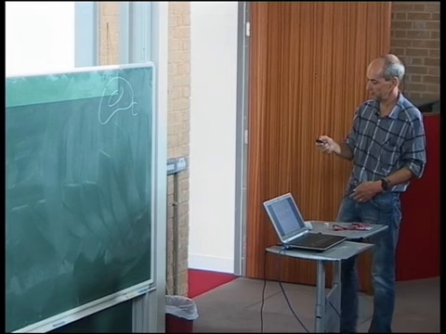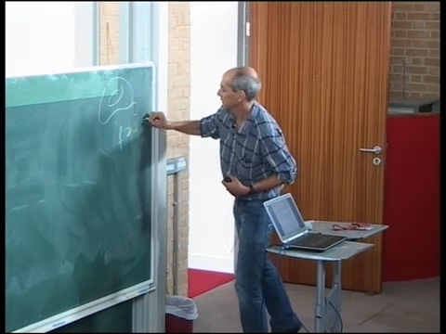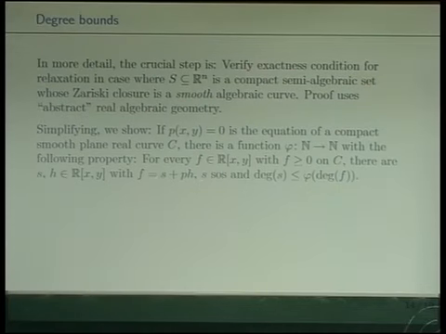So in other words, if f is non-negative on C, we want a degree bound on the sum of squares representation modulo P, where P is the equation of C. This just means f is a sum of squares modulo the equation of C. We want a uniform degree bound for the sum of squares.